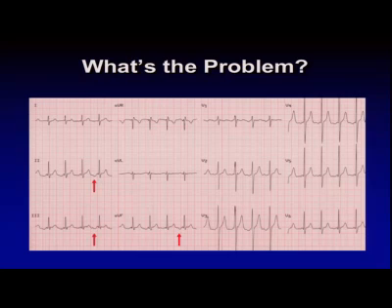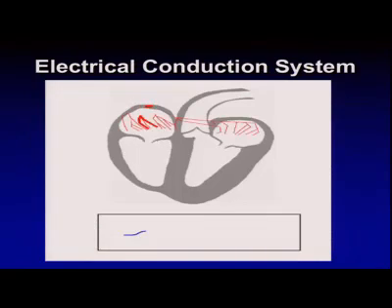This patient, again, was seen by a pediatrician. They saw a P wave before every QRS and a QRS after every P wave and said, sinus tachycardia. Why don't you go home and relax? You must be anxious, seeing the doctor today.